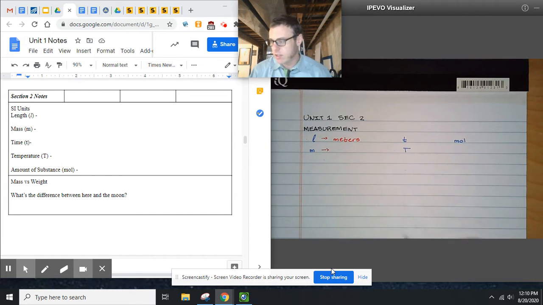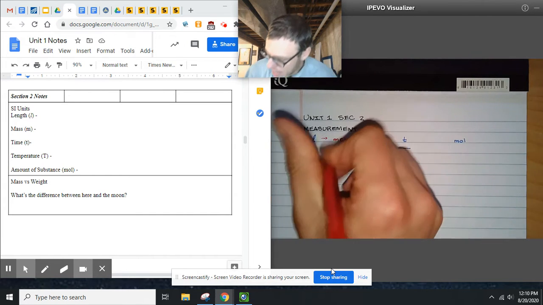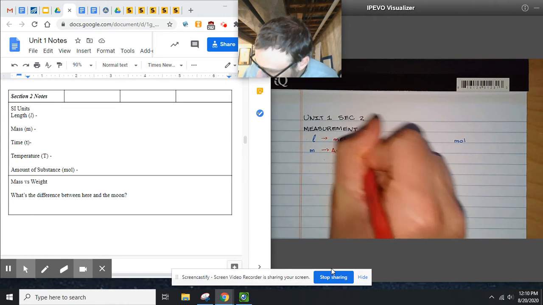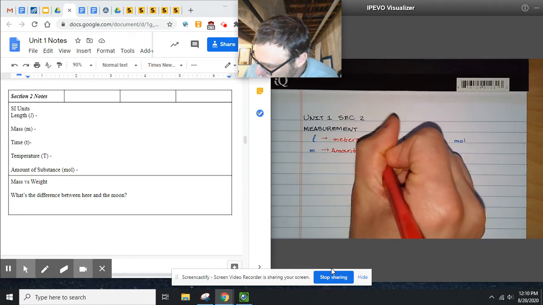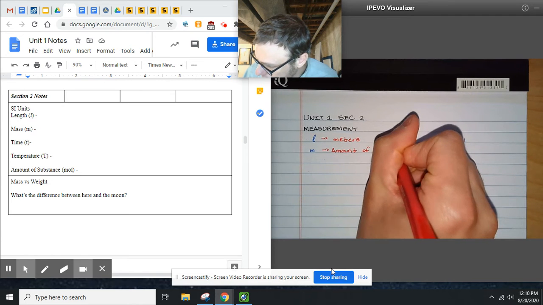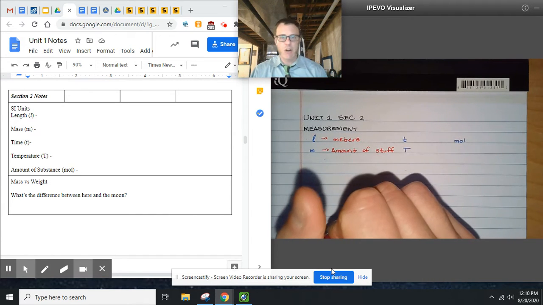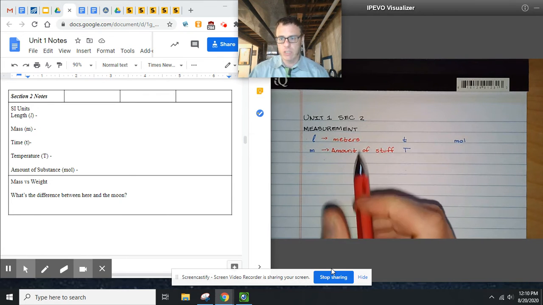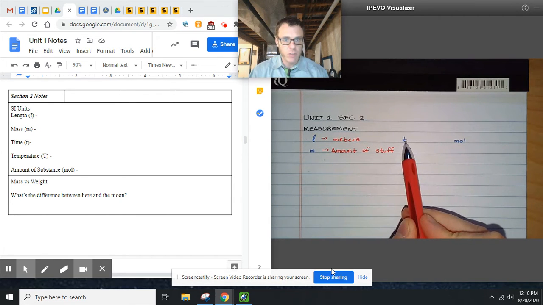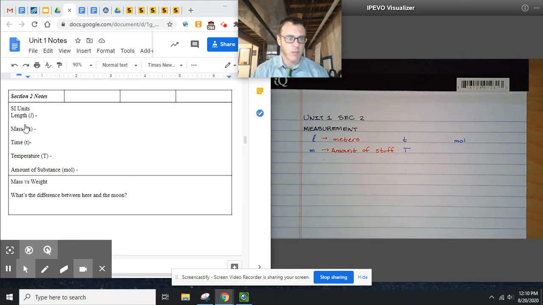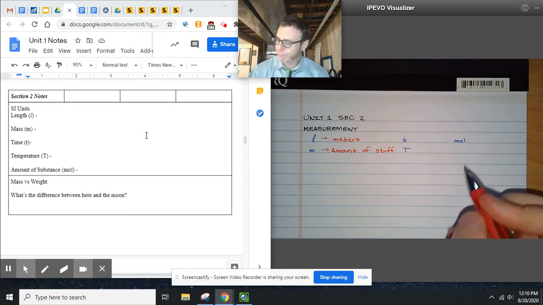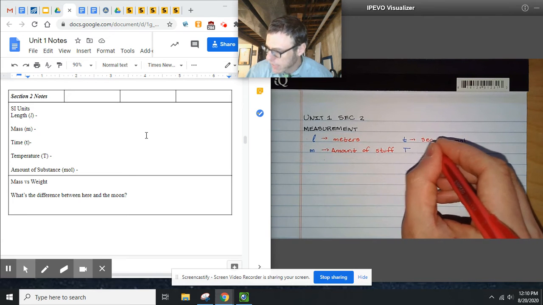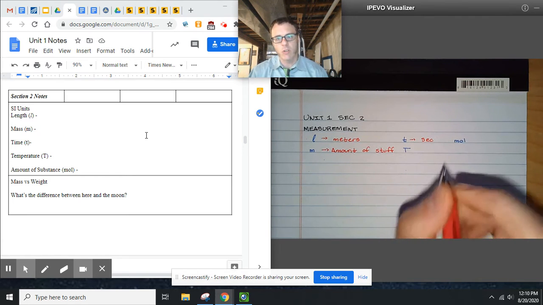Now mass, all right? Mass is the amount of stuff or the amount of matter we're talking about. And mass is going to be measured in grams or kilograms. We'll get to that in a minute. Little t, as you can see in the notes right here, that's time. All right. So time is usually measured in seconds, but we can agree that minutes and hours are viable options as well.